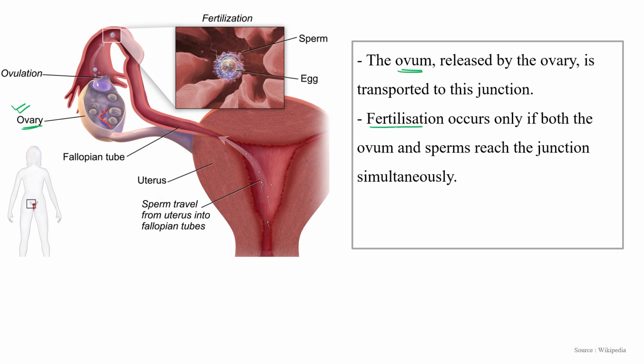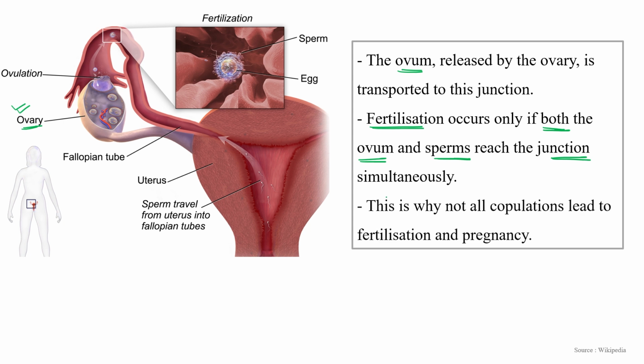So fertilization occurs only if both ova and sperm reach this particular junction simultaneously. Okay, reach the junction simultaneously, then only does the fertilization process occur. This is the egg and this is the sperm. And this is why not all copulation leads to fertilization and pregnancy, because it requires the motility of sperm and ova.